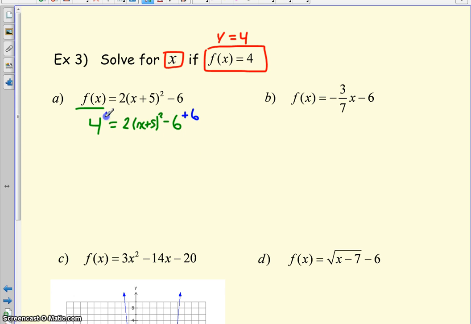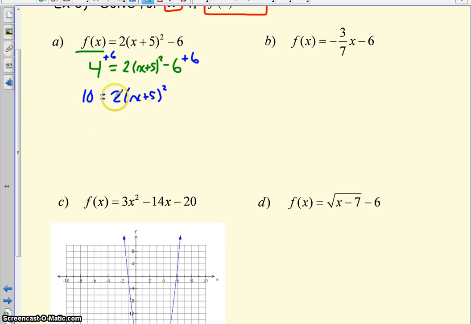So I'm going to add 6 to both sides of the equation here. So 4 plus 6 gives me 10. So I'm left with 2 times bracket x plus 5 all squared. Okay, still can't take the square root of both sides because, again, this 2 is not squared. So now I'm going to divide both sides of the equation by 2. So I get 5, which is equal to x plus 5 all squared.